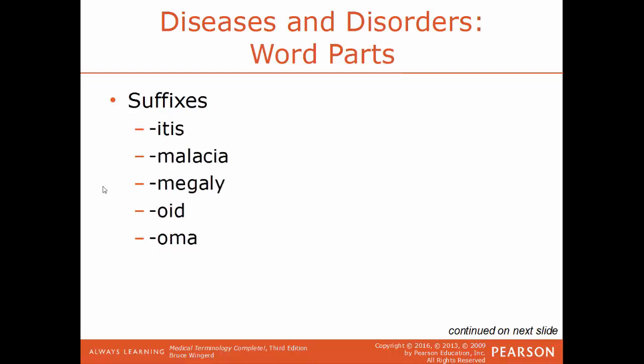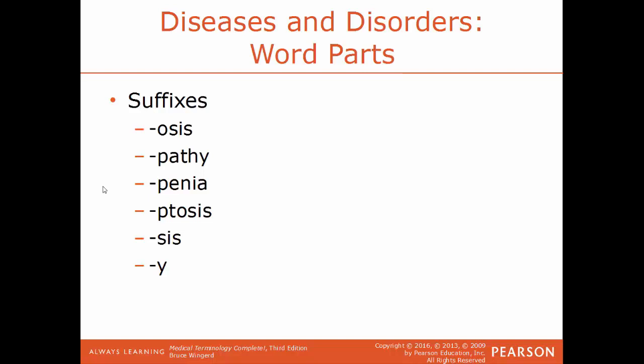Itis is the inflammation of. Malacia is the softening of. Megaly is the abnormal enlargement. The oid means derived from or resembling. And oma is a reference to a tumor. Osis means an abnormal condition. Pathy means disease. Penia means a deficiency.